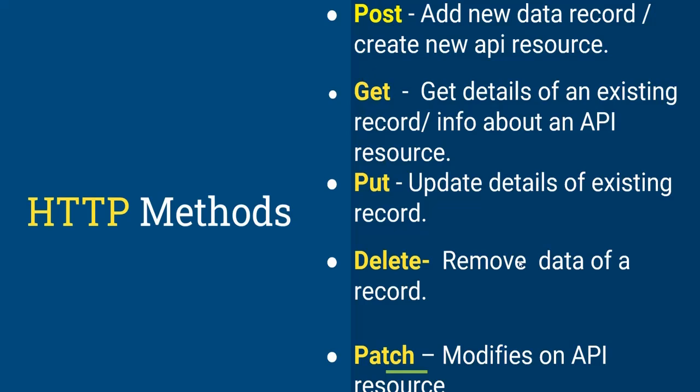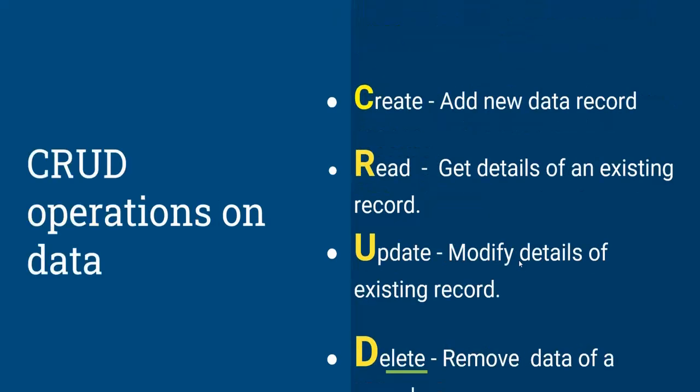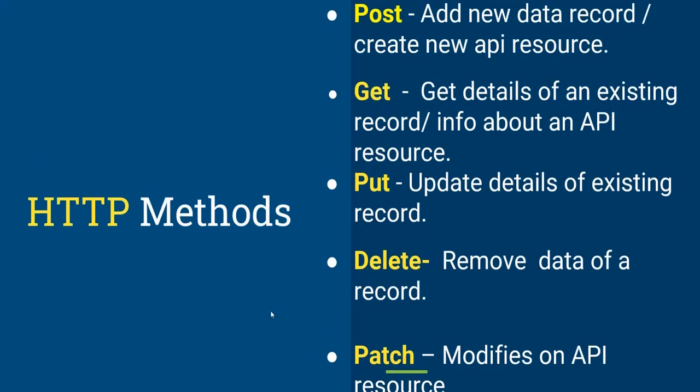So if you correlate these HTTP methods with these CRUD operations: create, read, update, delete. Create means the post method in HTTPS. So if you see any post method in HTTPS, it means that you are going to add a new record, or you are creating a new API resource. In terms of API, you can remember it as creating a new API resource. Post means create. Just remember it in that simple way.